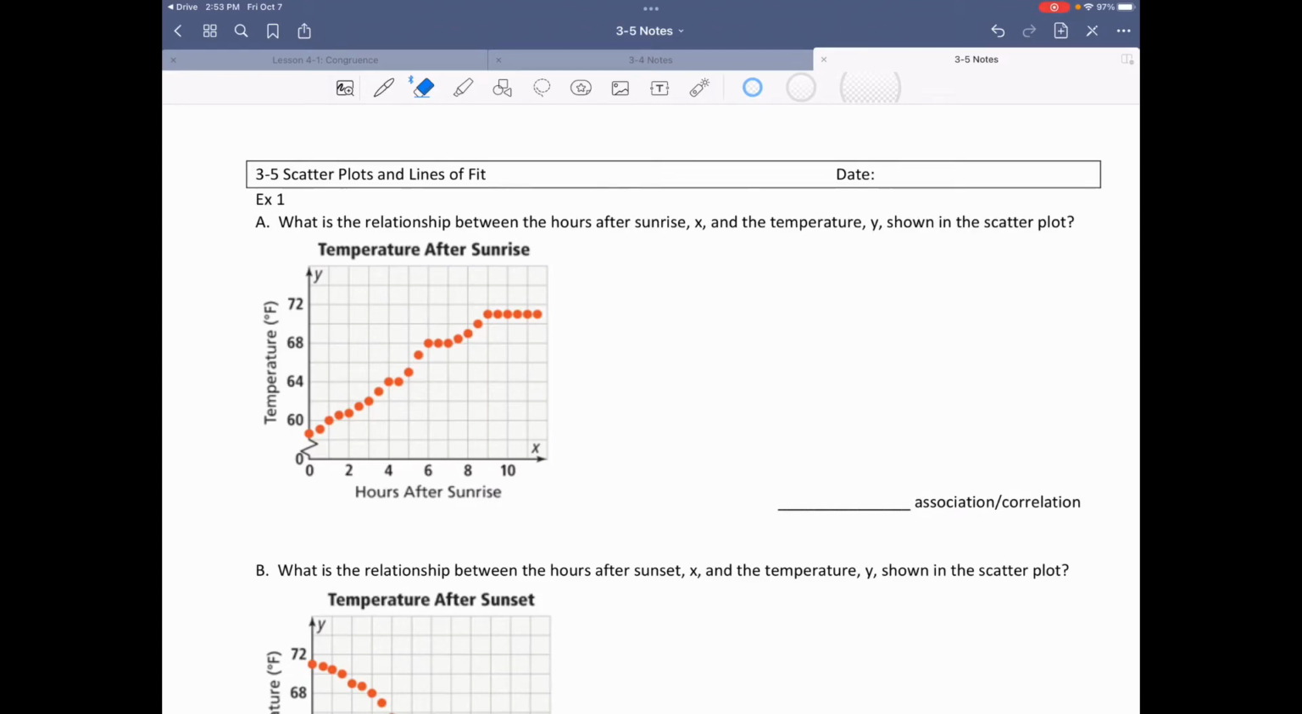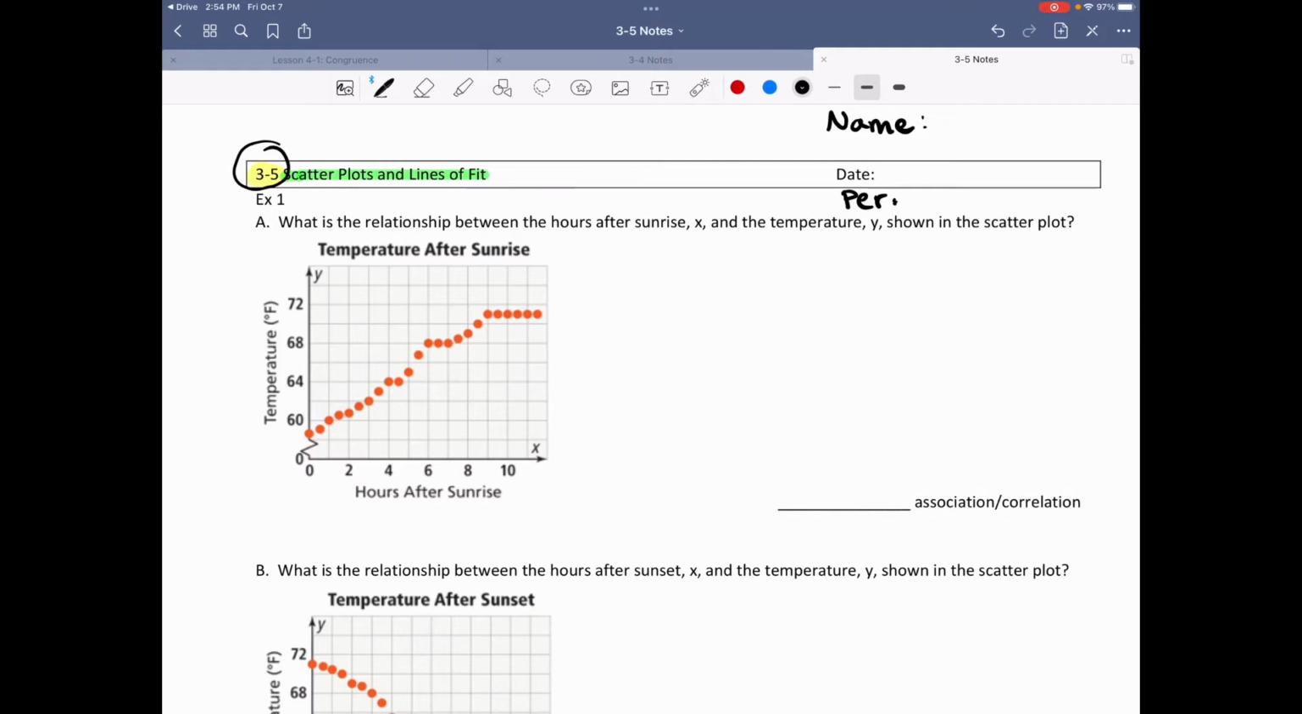Today we are going to do lesson 3-5, and this section is called Scatter Plots and Lines of Fit. Please put your name, date, and period on your paper. We'll start with example 1.